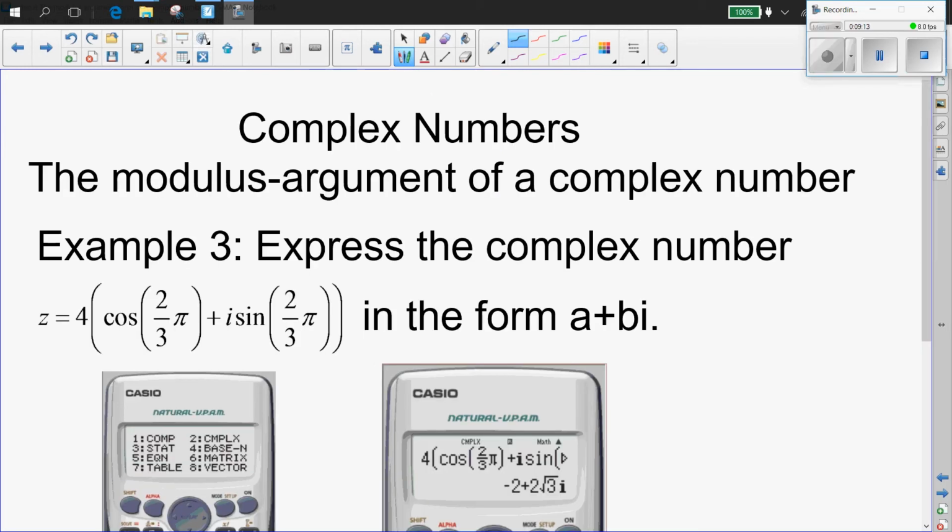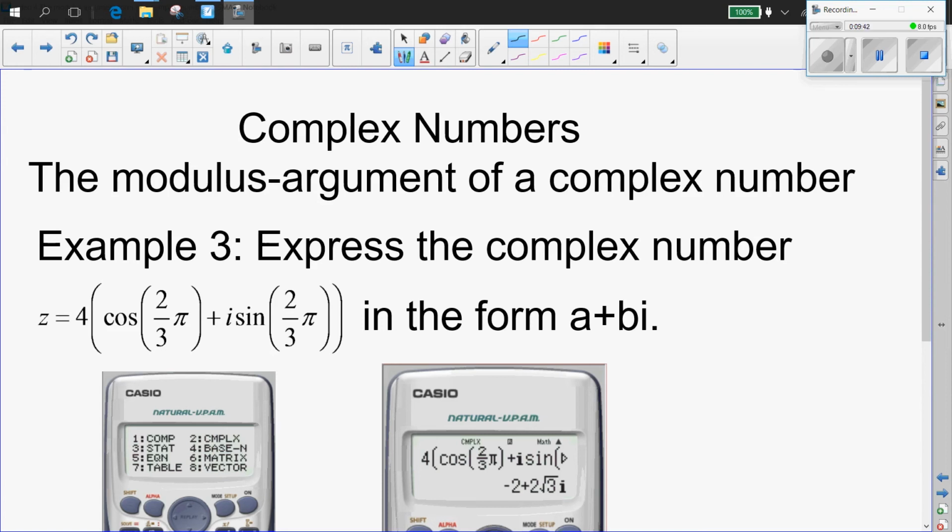In the last example, we're given a complex number in the modulus argument form, and we are asked to write it in the form z equals a plus bi. So if I have z equals 4 into cos of 2 over 3 pi plus i sine 2 over 3 pi, the best way to do it is to distribute 4 into the bracket and then use your calculator to calculate the values.